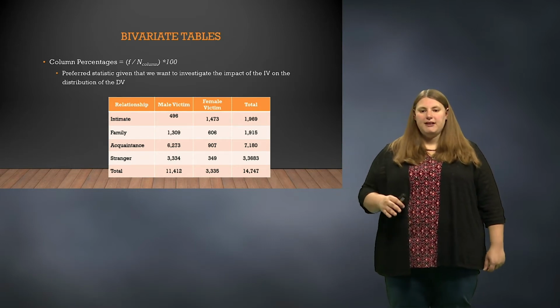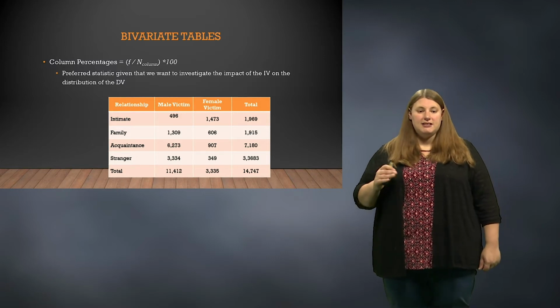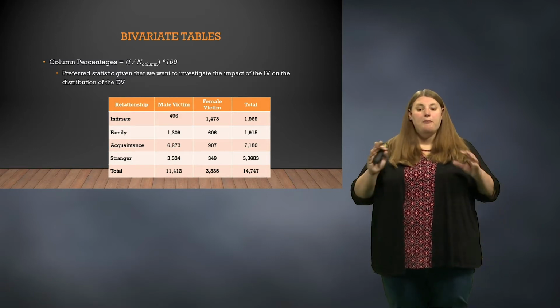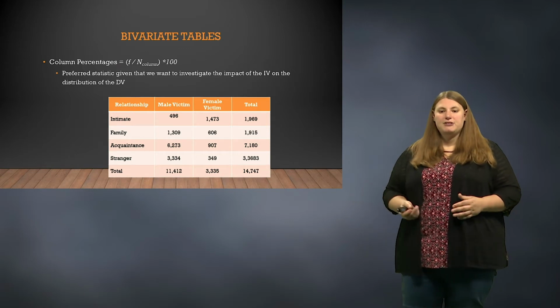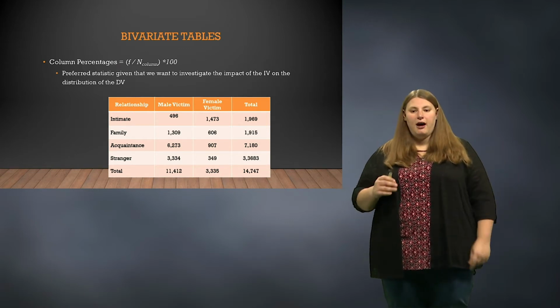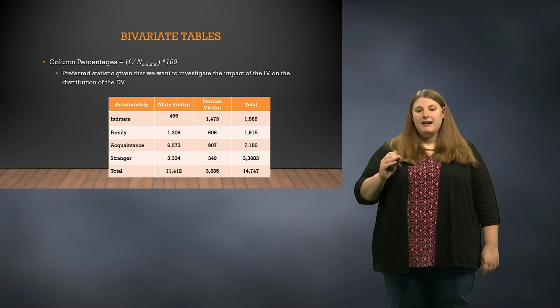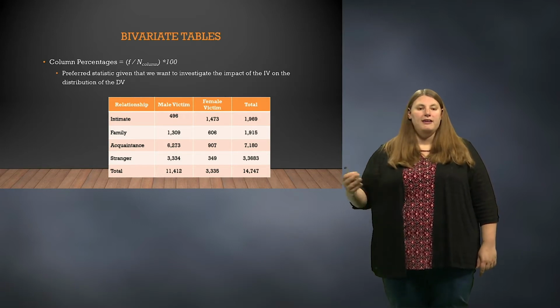There are several different types of standardization statistics that are used in bivariate tables, but the most important one for social science, and for this course, is the column percentage. The column percentage can help me figure out whether or not there has been an impact of the independent variable on the dependent variable.